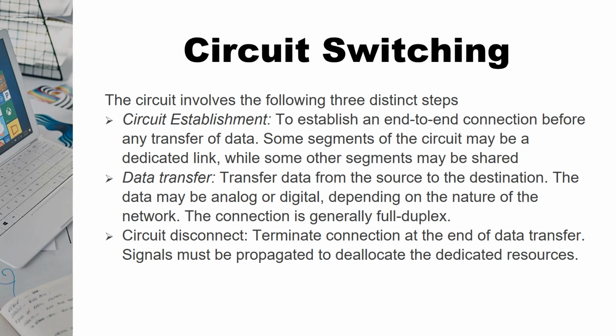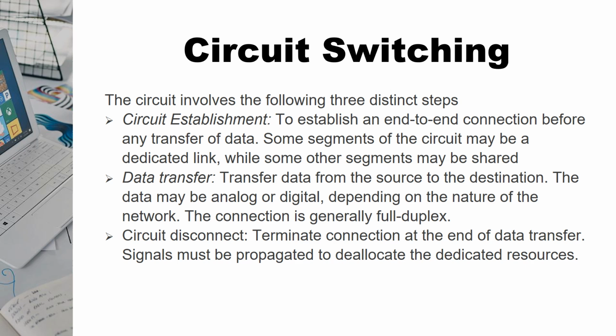The first one is circuit establishment. The sender sends a request to the receiver to establish a connection. The receiver accepts the request and a dedicated circuit is established between the two nodes. To establish an end-to-end connection before any transfer of data, some segments of the circuit may be a dedicated link, while some other segments may be shared.